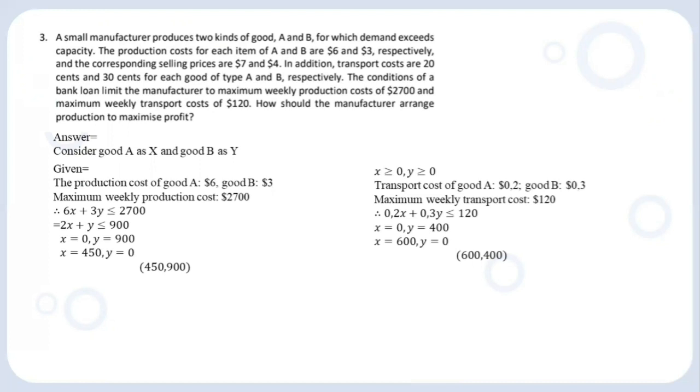The conditions of a bank loan limit the manufacturer to a maximum weekly production cost of $2,700 and a maximum weekly transport cost of $120. How should the manufacturer arrange production to maximize profit?